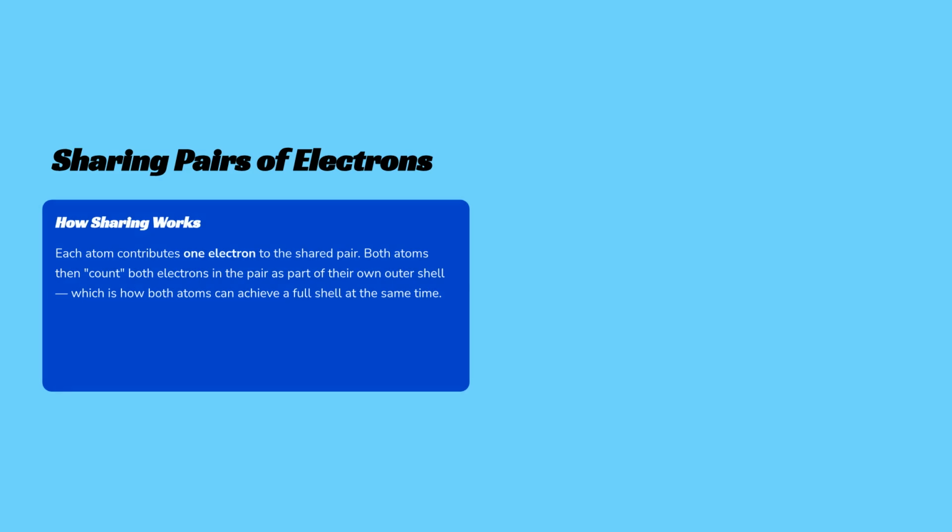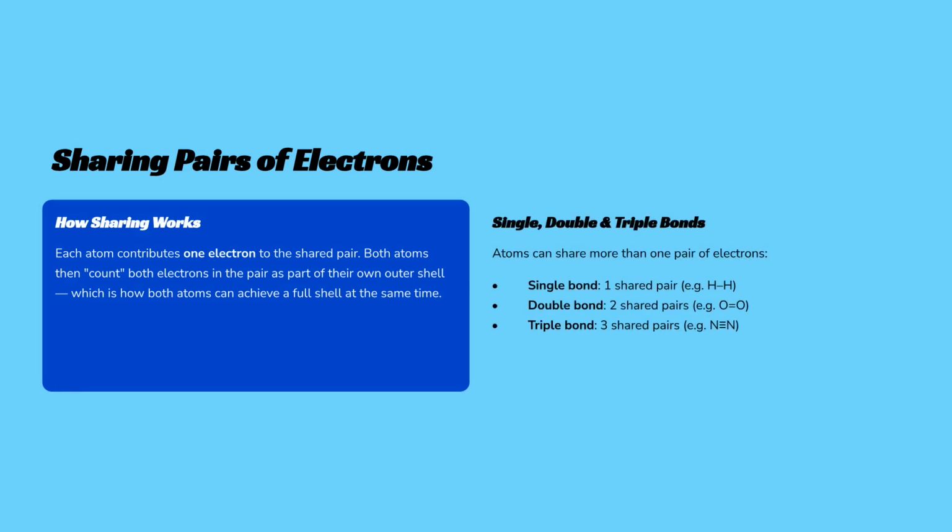In sharing, each atom contributes one electron to the shared pair. Atoms can share 1, 2, or 3 pairs of electrons, forming single, double, or triple bonds. More shared pairs result in stronger, shorter bonds.